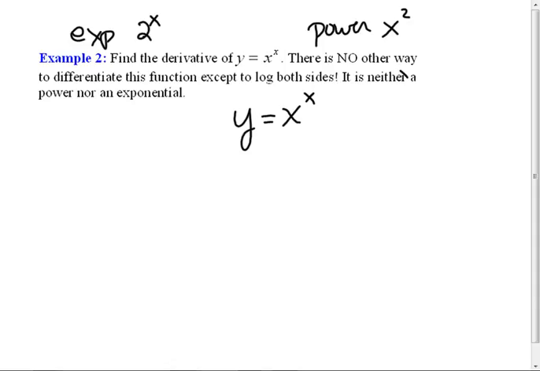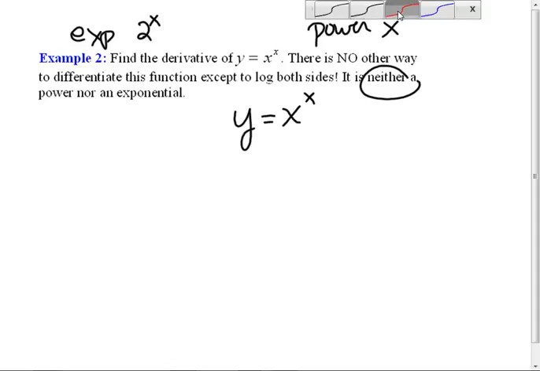So guess what? This is neither, and you can't use any of the rules I've given you. So the only way to do this, at least that I know of, is logarithmic differentiation. Actually, there's another way: you could write it as e to the ln of something. It's neither a power nor an exponential, but we can still find y prime. Let's take the log of both sides and see what happens.